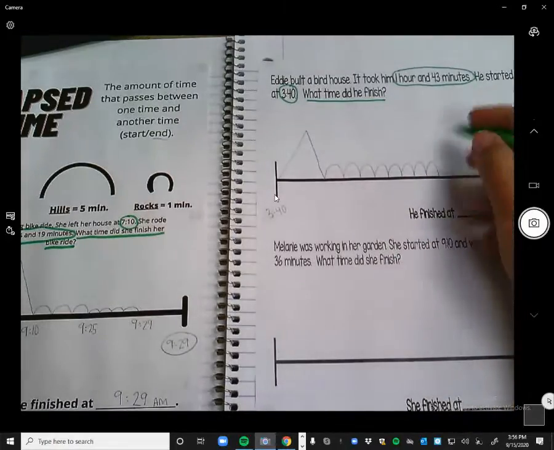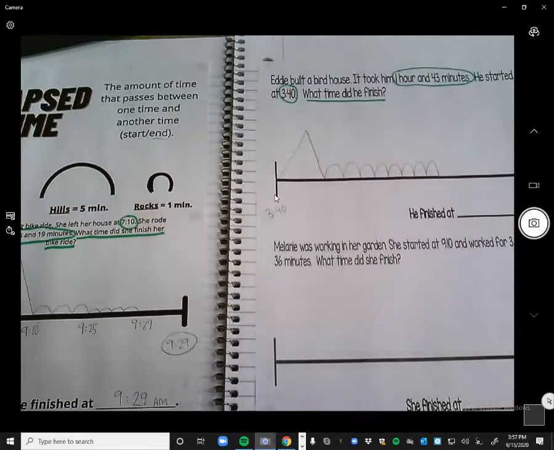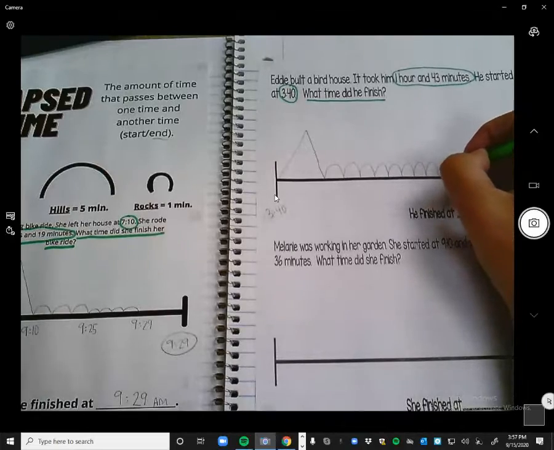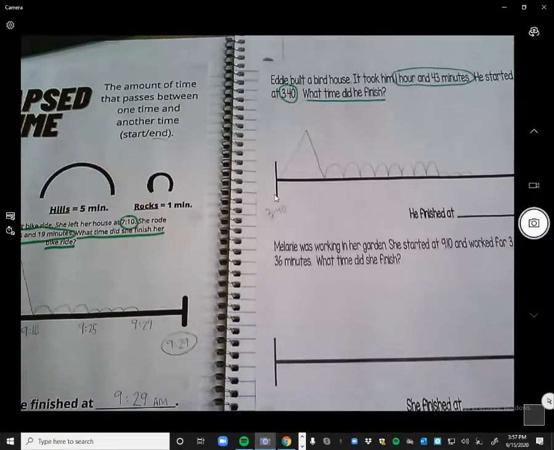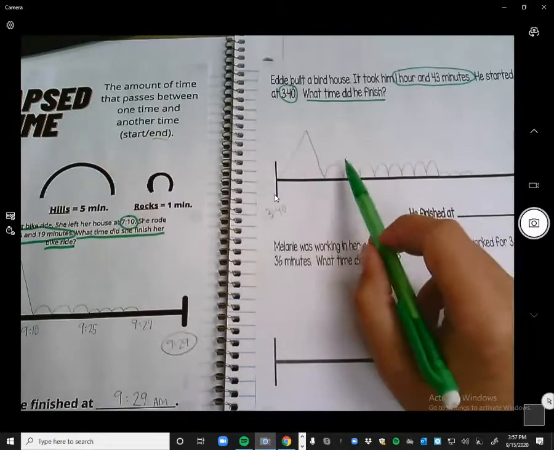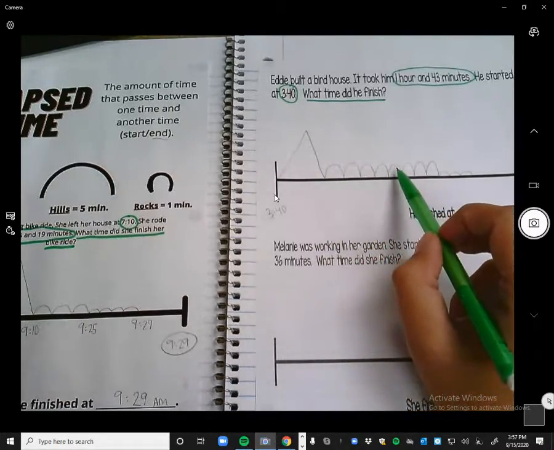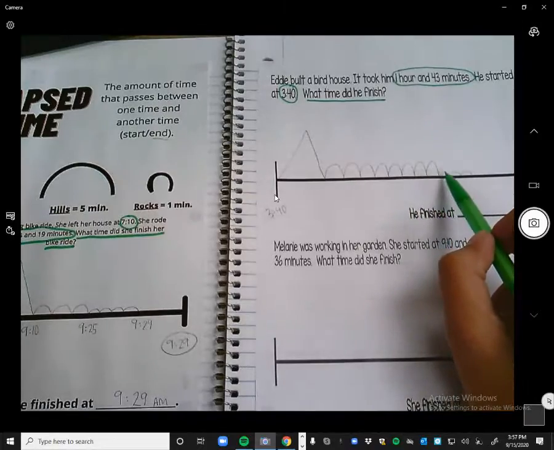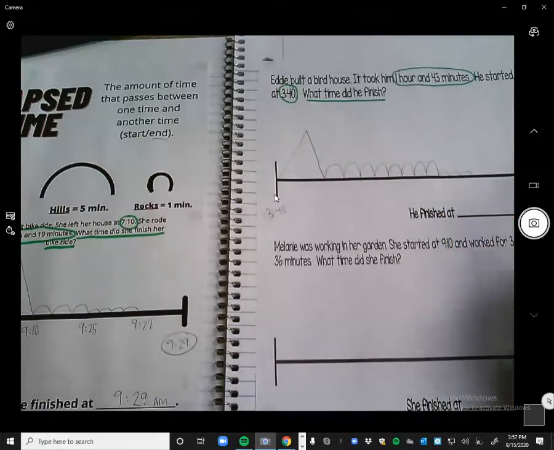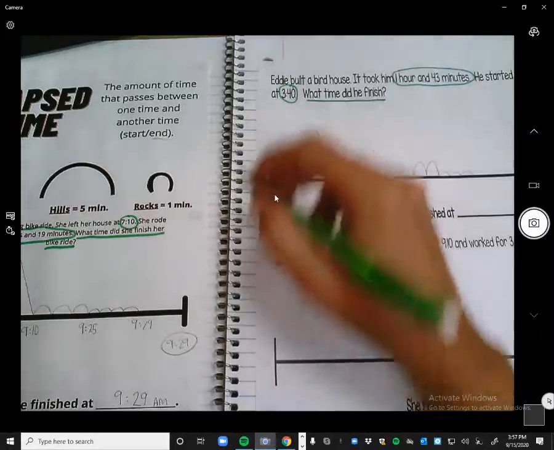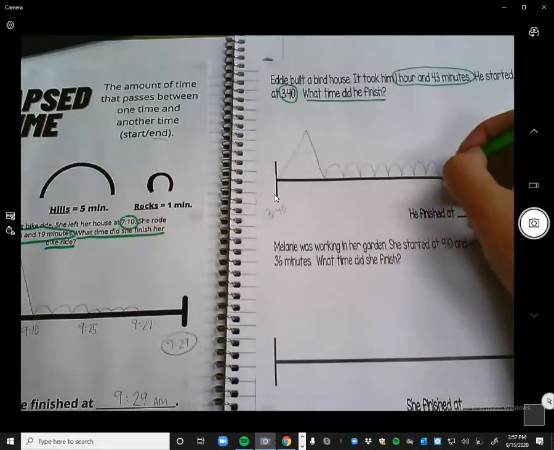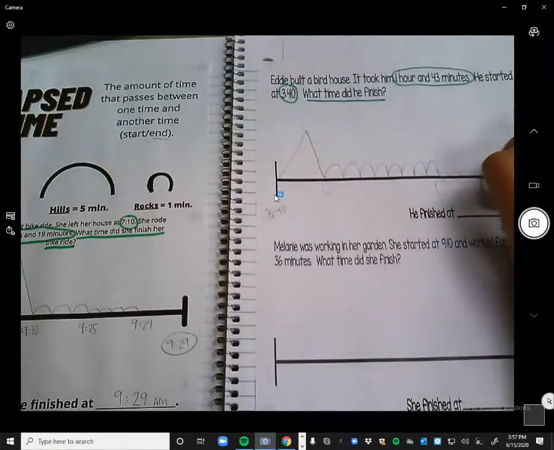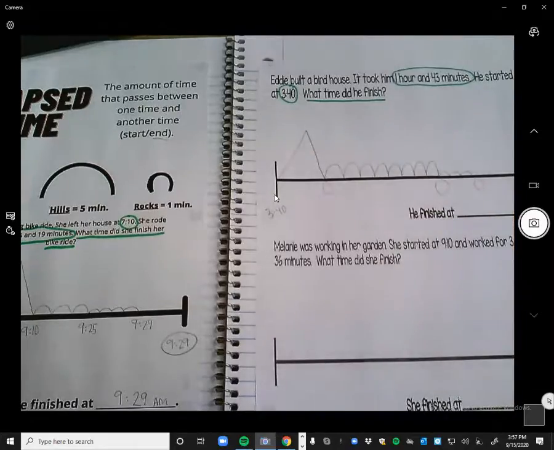Now I go on to my rocks. I remembered I was at 40, so I'm going to add 3 more minutes. 1, 2, 3. Double check I have the right amount. 1 hour and 5, 10, 15, 20, 25, 30, 35, 40, 41, 42, 43 minutes. Perfect. Now I figure out at the end of each kind of section what time it is.